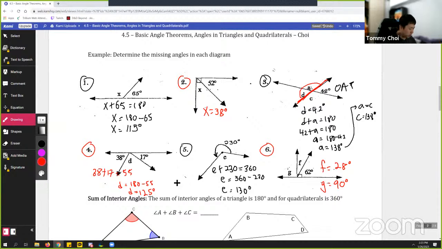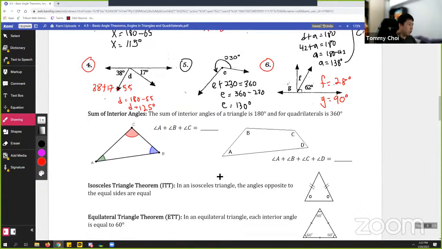Perfect. Everyone agrees. Looks good. Fantastic. Looks great. Okay, so it looks like you guys are pretty good with angles. So let's keep going here.